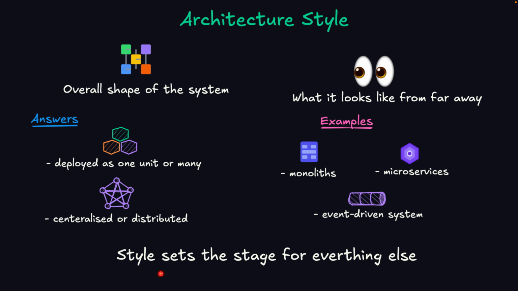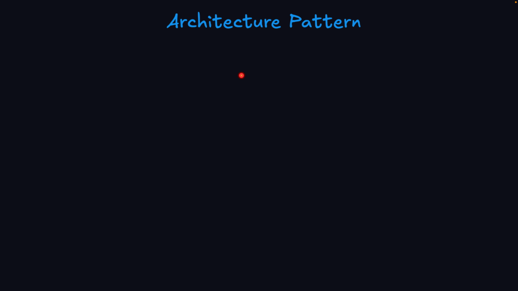Basically, architecture style sets the stage for everything else. So this is the encompassing thing. Within this, we have everything that is part of a system. Next, let's look at architecture pattern.